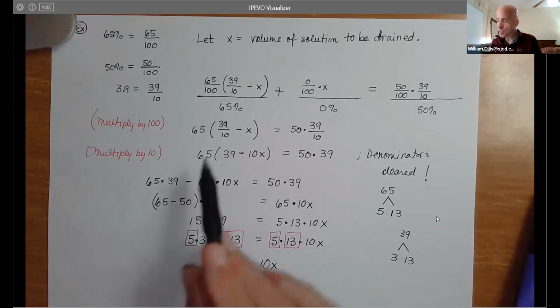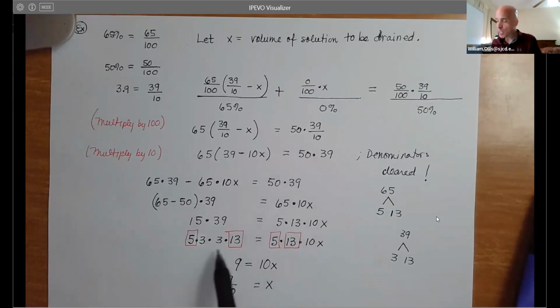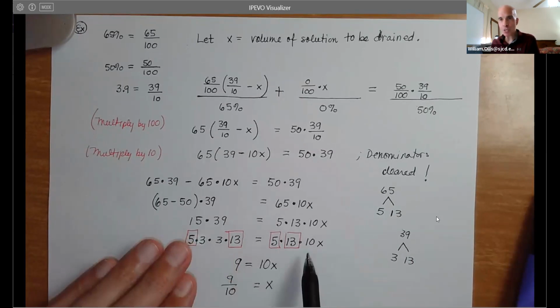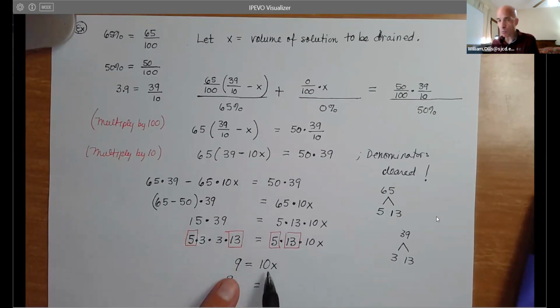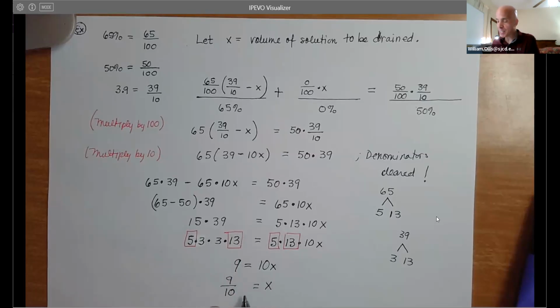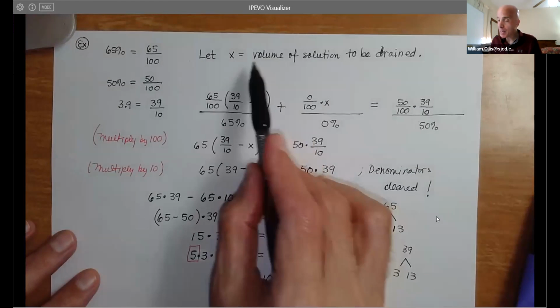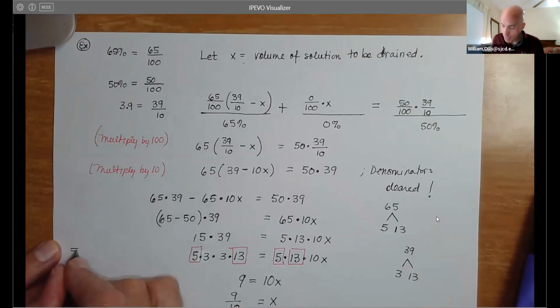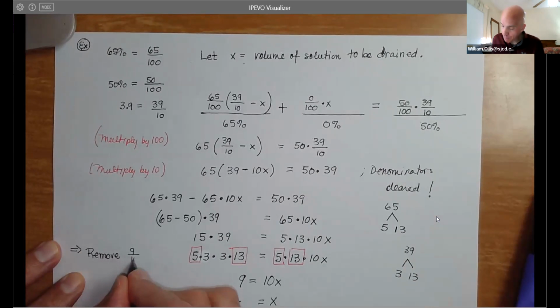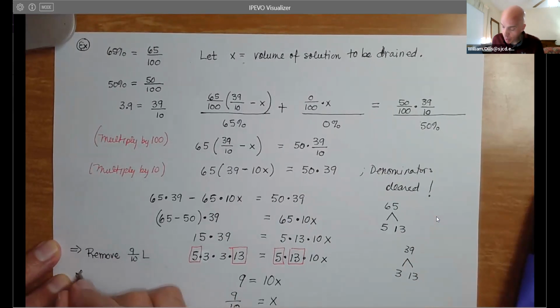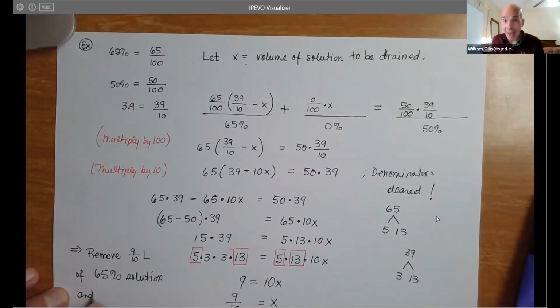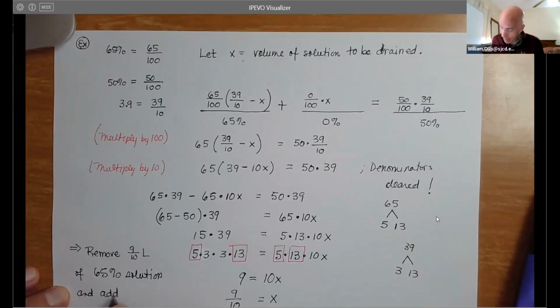And so notice, just like with the previous problem, we can simply absorb common factors on either side of the equation, and then we're left with the relatively prime factors. And so now we see x is 9/10. So we go back up here and say, what does this imply? So this says remove 9/10 liter of 65% solution and add 9/10 liter of water.